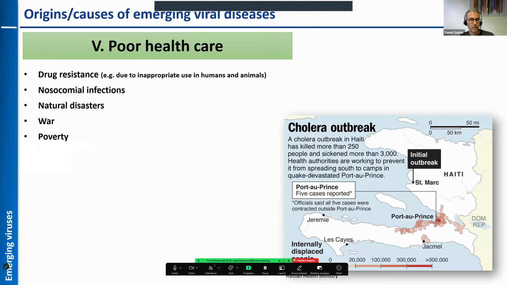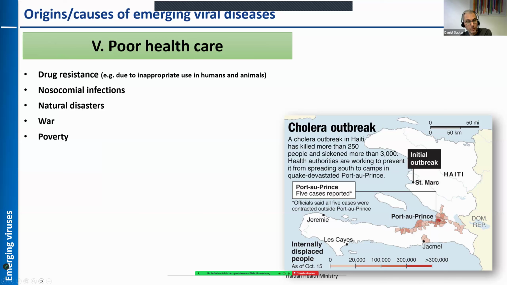Another important determinant of virus spread is, of course, healthcare. This is pretty obvious, trivial. So let's say there are poor healthcare systems in certain areas of the world, certain countries, because of poverty, because of natural disasters. This will, of course, make it easier for viruses to spread in the human population. It can also mean that, for example, if we use antivirals in an inappropriate way, or if we use antibiotics in an inappropriate way to treat bacterial infections, we may trigger the emergence of drug-resistant pathogens.